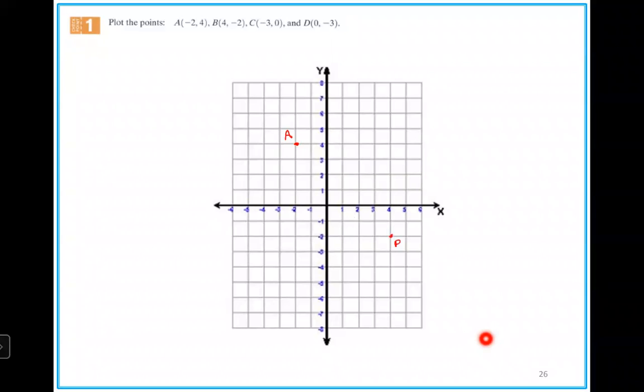That's B. C would be negative, left to -3, right on the line that says 0. So you're going to stop right here. That's going to be C. And then D will go down -3, right on the main line. So you're going to go to 0 and then down to -3, so that's going to be right here, and that's going to be D. Okay, all right.